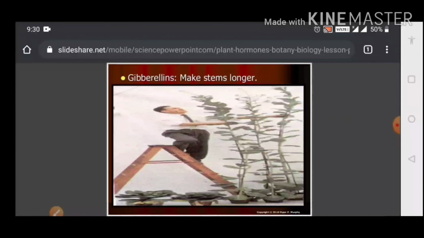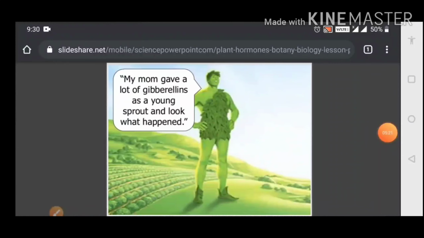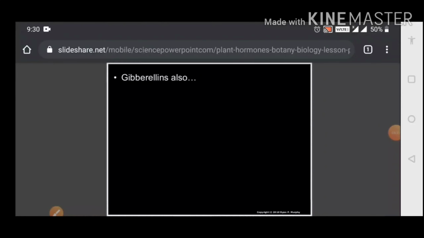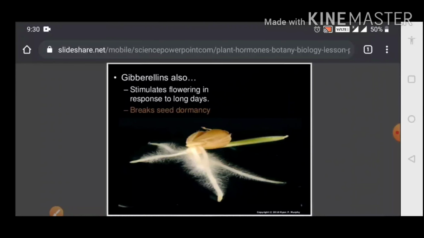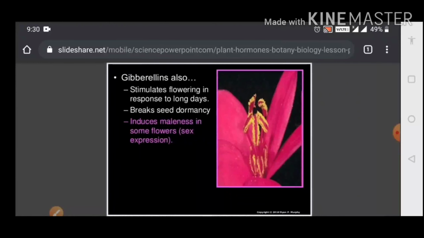See, the B plants are so tall because they were given extra gibberellin hormones. Gibberellins make the stems longer, right? Along with it, gibberellins also stimulate flowering in response to long days. Gibberellins break dormancy of seed as well as flower.